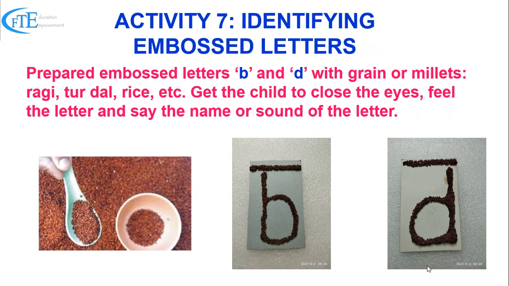Activity 7: Identifying embossed letters. Prepare embossed letters B and D with grain or millets: rice, ragi, tur dal, etc. Get the child to close the eyes, feel the letter and say the name or sound of the letter. These embossed letters are easy to make.